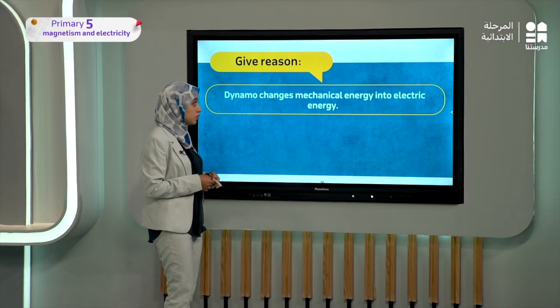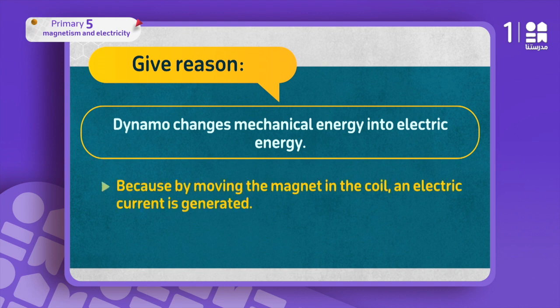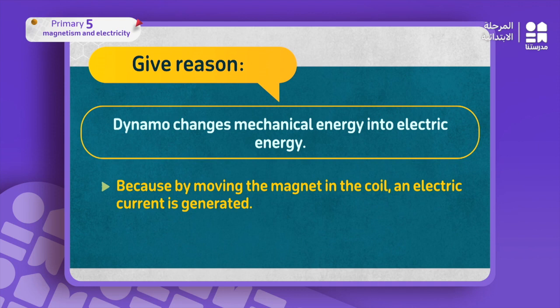Another give reason question. Dynamo changes mechanical energy into electric energy. Why does it change the mechanical or kinetic energy into electric energy? Because by moving the magnet in the coil, an electric current is generated. When we move it, it changes the mechanical energy. So because by moving the magnet in the coil, an electric current is generated.